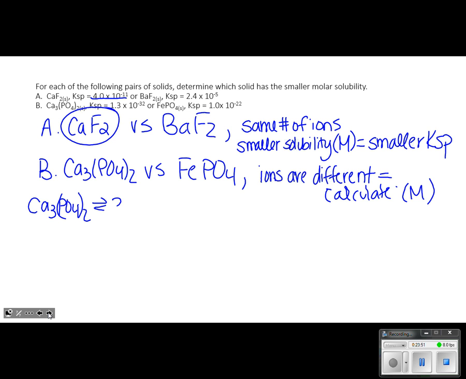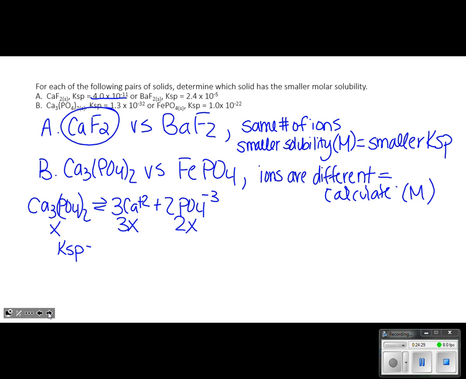We'll dissociate it. We get 3 calcium ions and 2 phosphates. Now, remember we related our molarities to each other. So if this has a molarity of X, for every calcium phosphate we get 3 calcium, so its molarity needs to be 3X. And for every calcium phosphate we get 2 phosphates, so its molarity needs to be 2X. From here, set up your KSP expression.